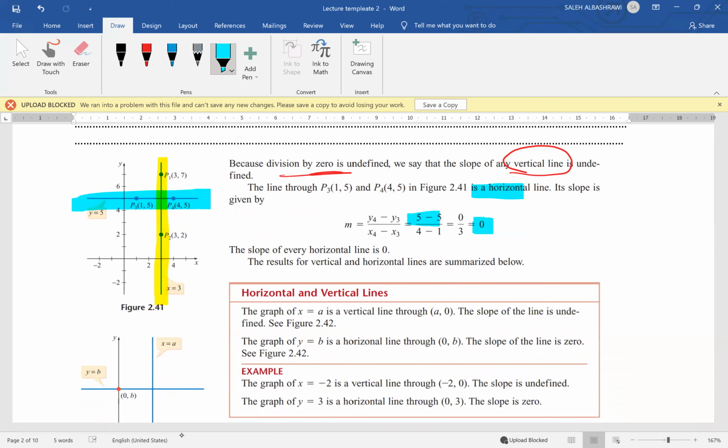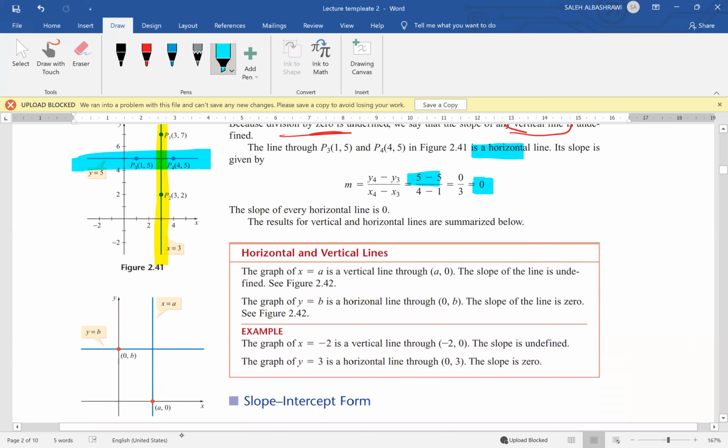So the graph of x equal to a, the equation will be x equal to a. There is no m. It is undefined. This is a vertical line. The slope of the line is undefined. As we say, this is the vertical line. The equation for this line is x equal to a.